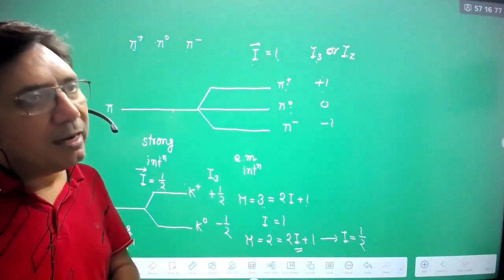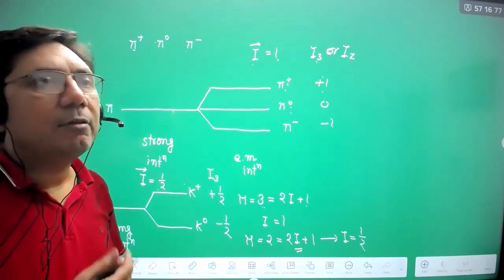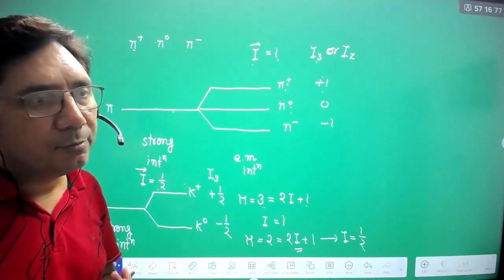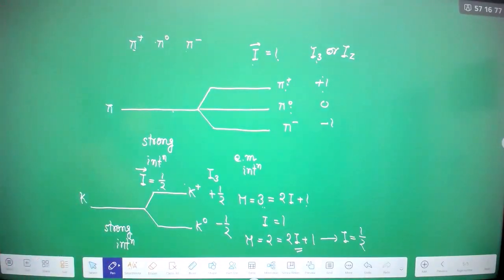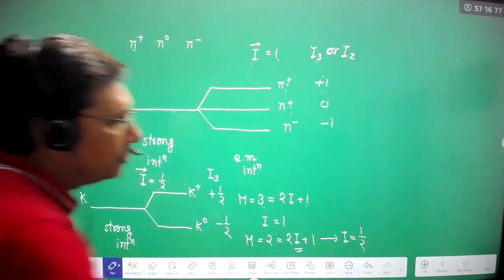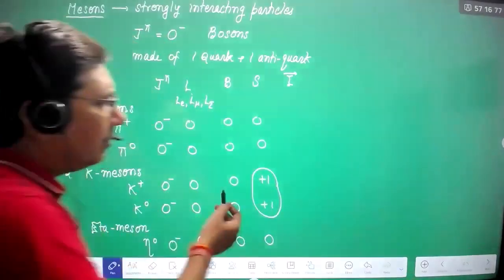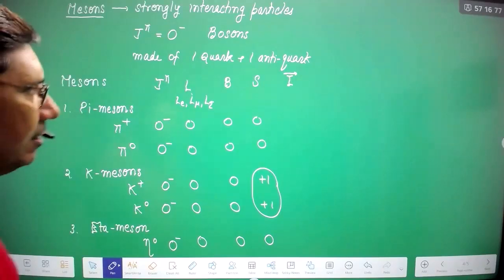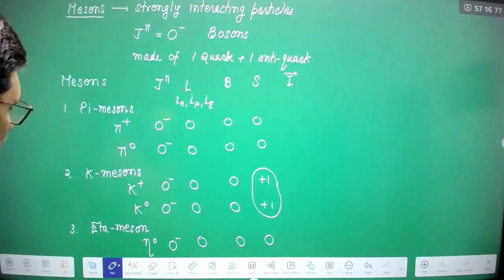Because they are multiplets, automatically there will be some number called I3, the third component of the isospin, or Z component of the isospin. In this way, isospin is coming into the picture. Whatever I have discussed with you, I will dictate in isospin numbers. I will discuss it later on.